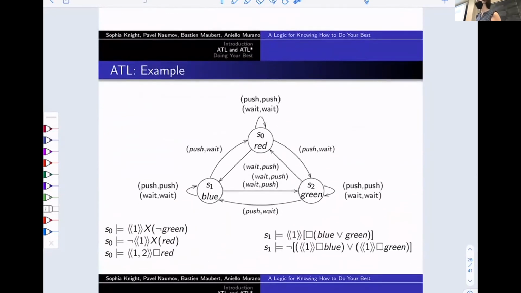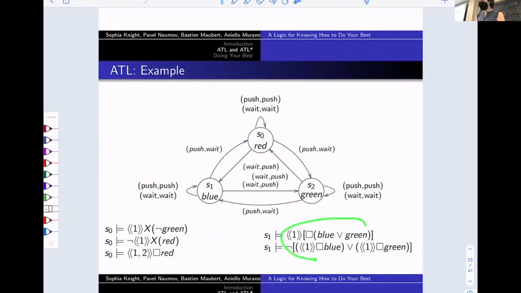So here are some examples of formulas in that same system. This is the state that we consider. So we're looking at starting from state S0. And this says agent 1 can make not green true at the next step. So that's true. That's almost the same as that other formula we talked about. Agent 1 can prevent green from being true at the next step. But agent 1 can't make red true at the next step because agent 2 can block them, basically. Agent 1 and 2 can keep red true forever if they cooperate.